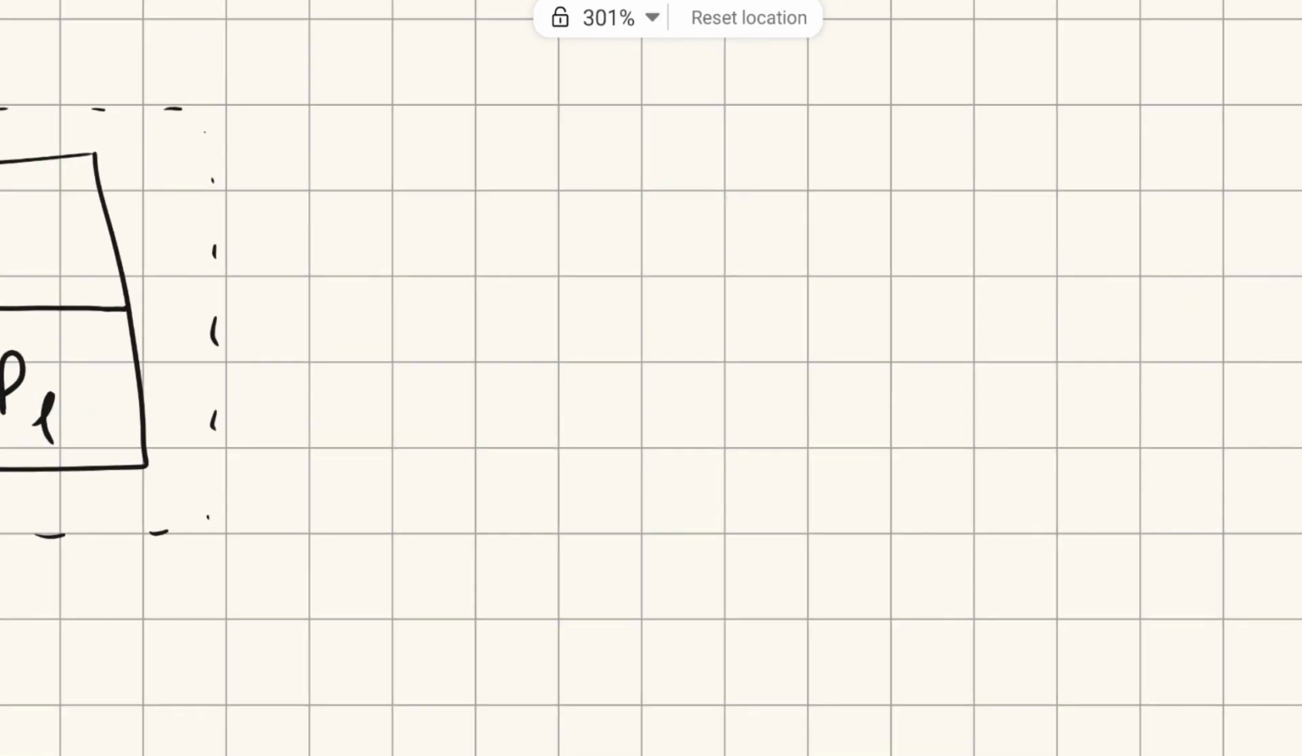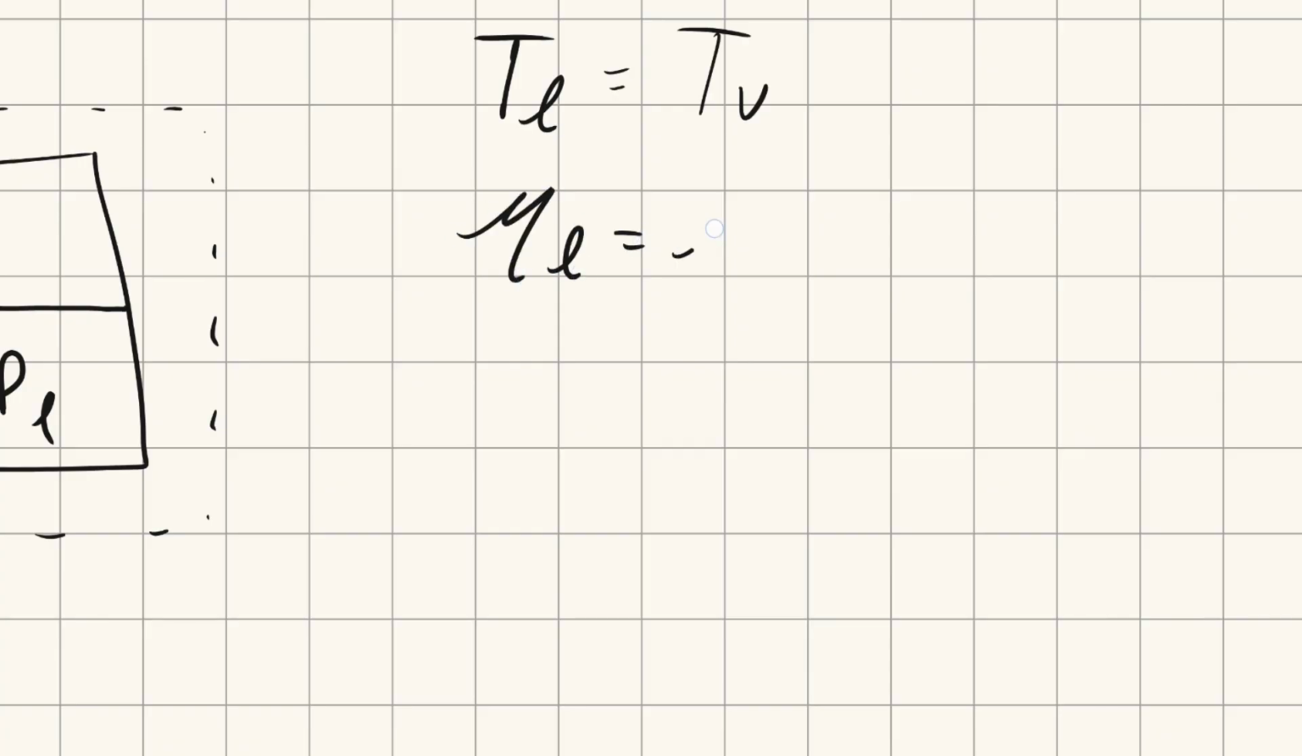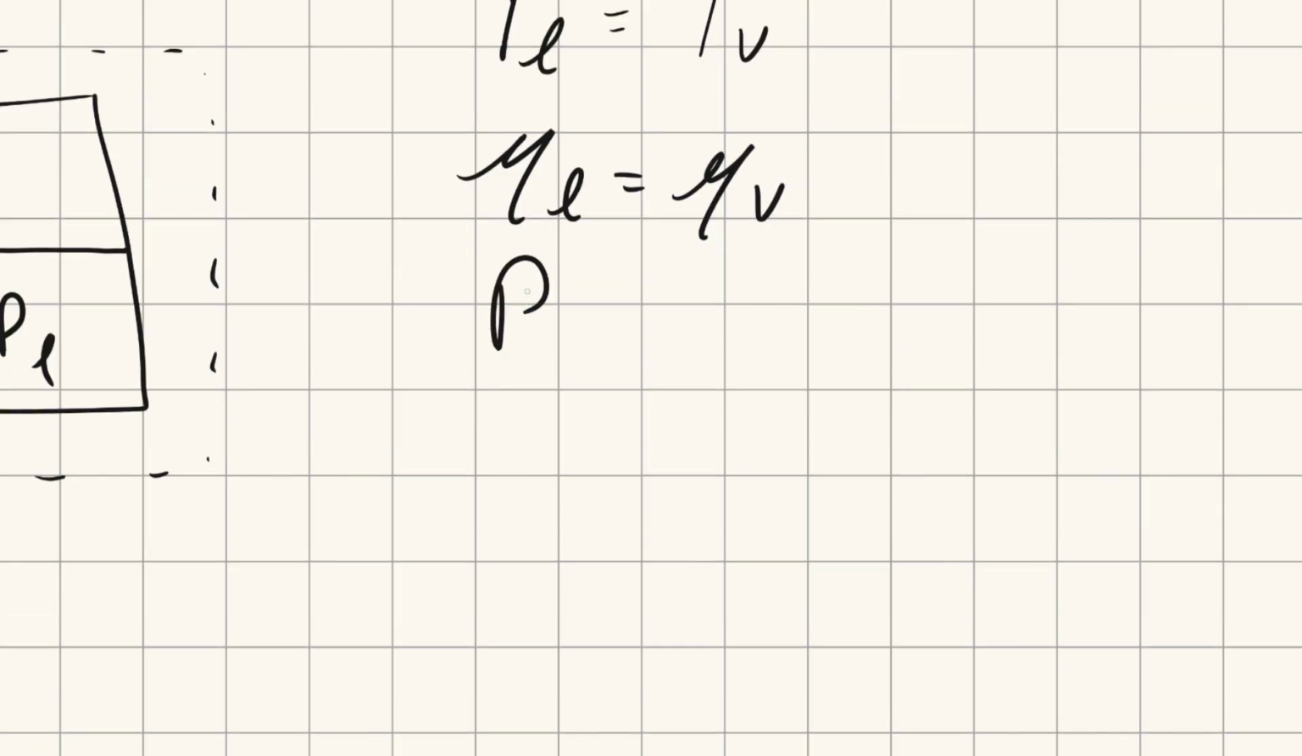So that means that thermodynamic equilibrium conditions say that the temperature of the liquid is going to be equal to the temperature of the vapor. The chemical potential of the liquid is going to be equal to the chemical potential of the vapor. And with the pressure, we have a mechanical equilibrium. So that says that the pressure of the liquid is going to be equal to the pressure of the vapor.